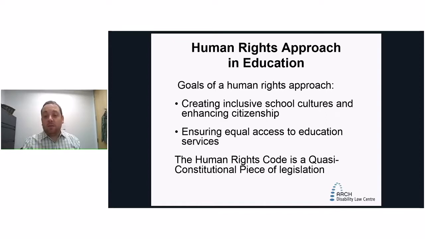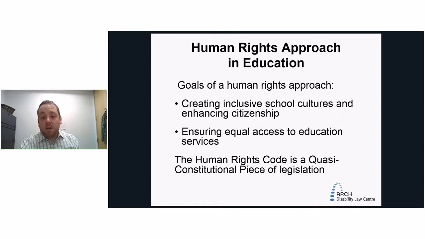And the goal of the Human Rights Code is to create an inclusive school culture and ensure equal access to education. The goal is to prevent discrimination and ensure that students with disabilities or any other students who are recognized under the Human Rights Code have this equal access and are not discriminated against. The thing to remember about the Human Rights Code is that it is a quasi-constitutional piece of legislation. So what that means is it is of paramount importance. If you are looking at a conflict between the Education Act and the Human Rights Code, the Human Rights Code wins, basically. That is what people have to pay attention to: their obligations under the Human Rights Code.